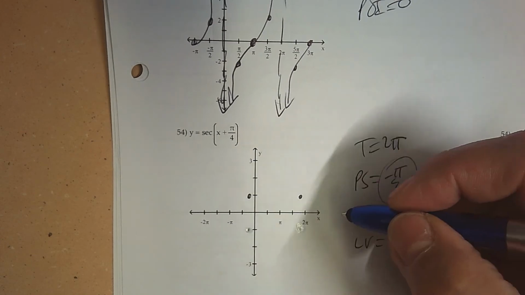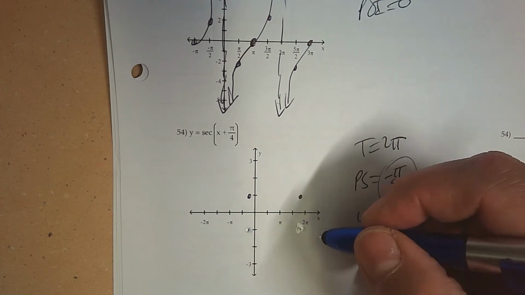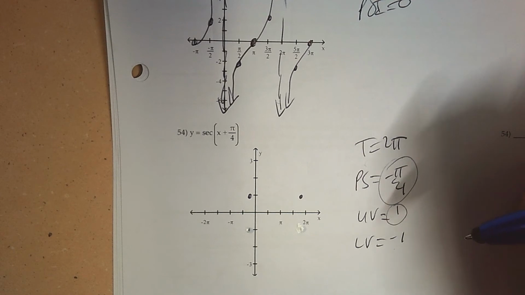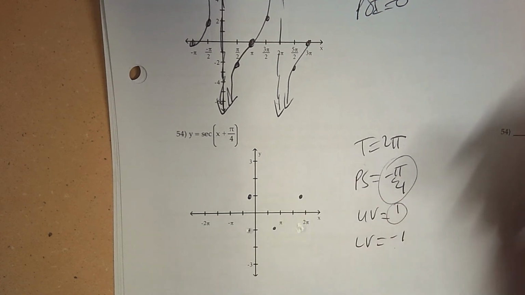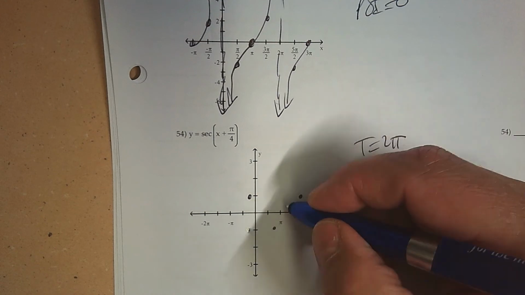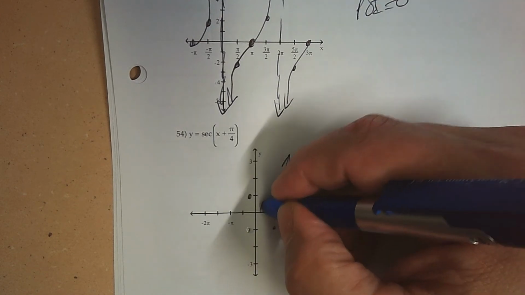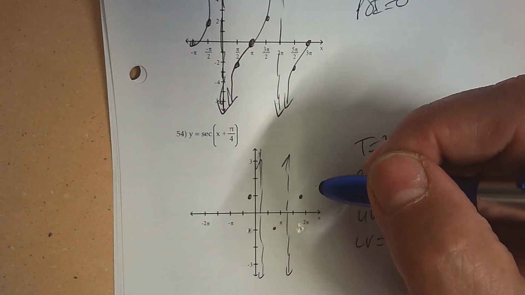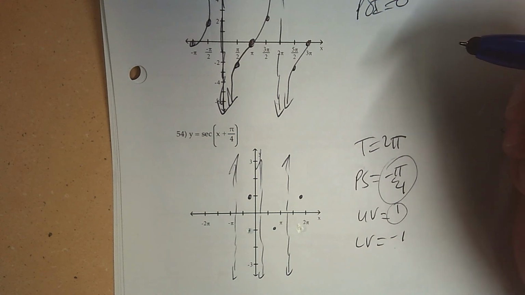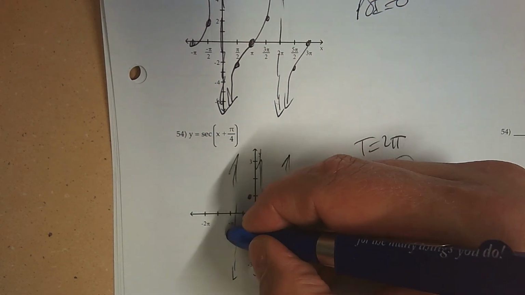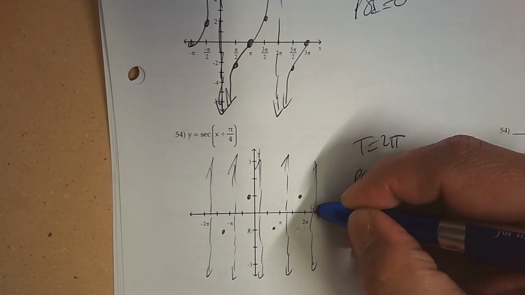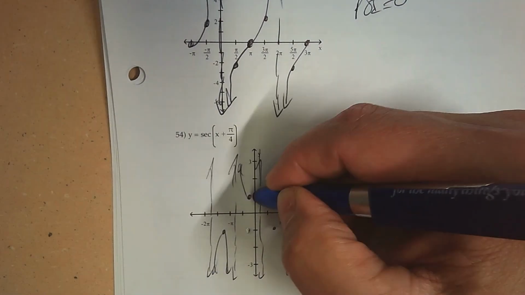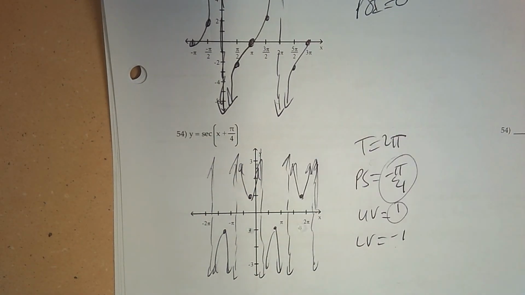Now, in the middle between those will be a low point. In between here at negative 1, and then in between those will be an asymptote. And there's your pattern. And then the lower ones fold down and the upper ones fold up. All right, turn the page.